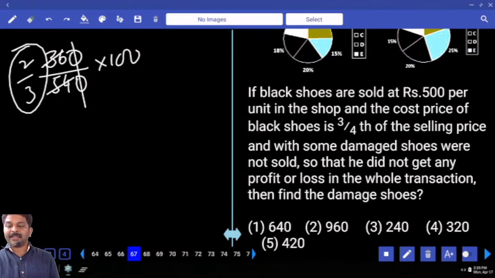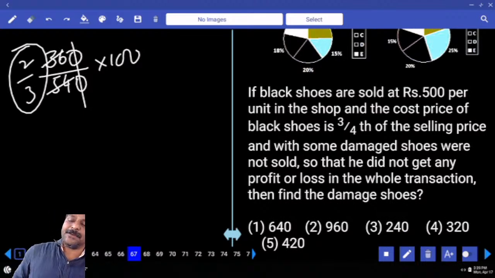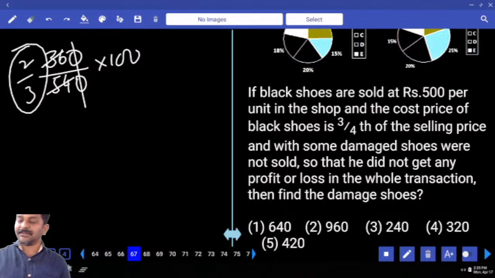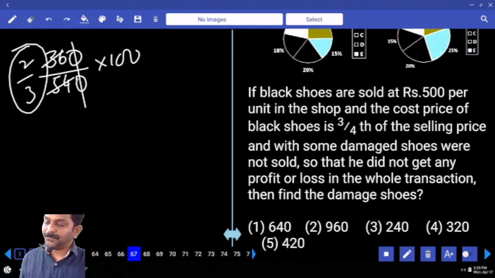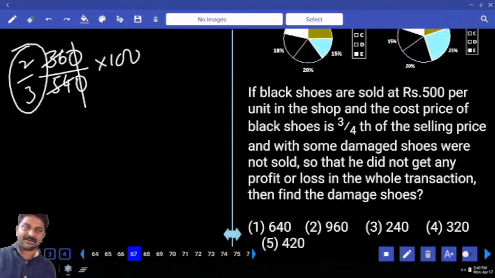If black shoes are sold at 500 rupees per unit in the shop and the cost price of black shoes is 3/4 of the selling price, and some damaged shoes were not sold, so that he did not get any profit or loss in the whole transaction, then find the number of damaged shoes. How many of you got the answer for this question? None of you?